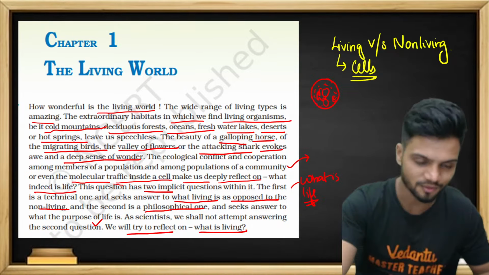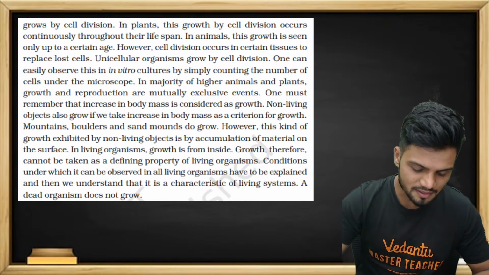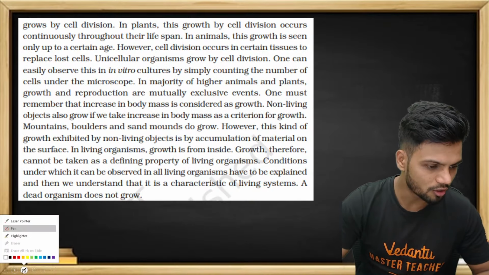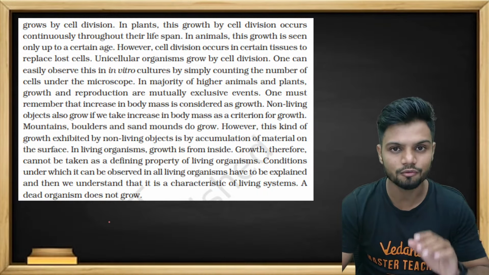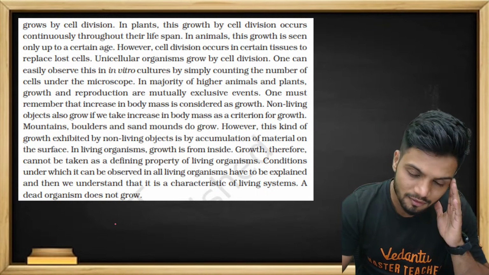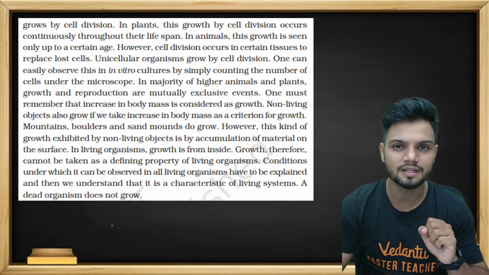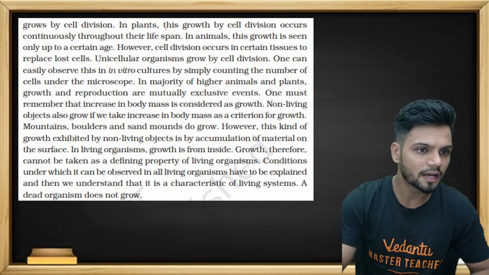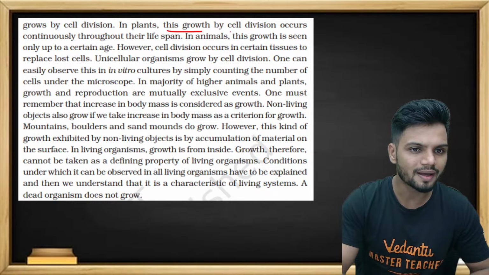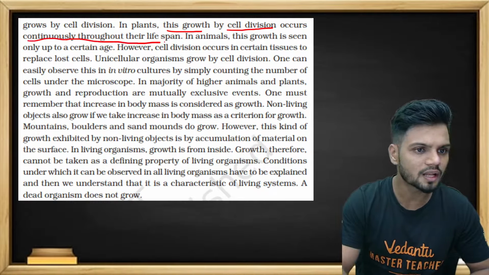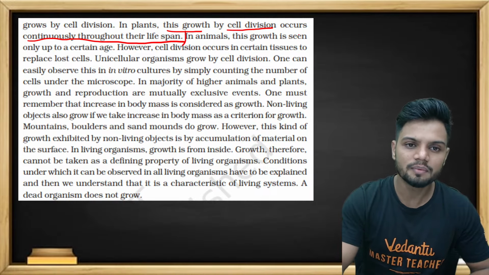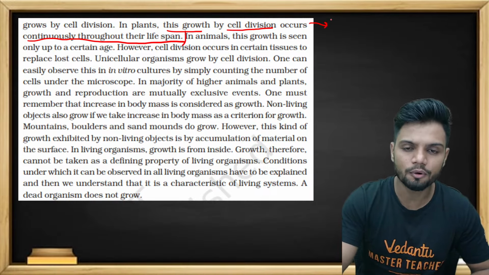That's all. Okay. Now students, let's read what is given in NCERT. All of you are aware of something called fundamental and defining. All of you know the difference now. With that difference in mind, let's read what is given in NCERT. In plants, the growth by cell division occurs continuously throughout their lifespan. What is the meaning of this? The meaning of this is plants keep on growing.